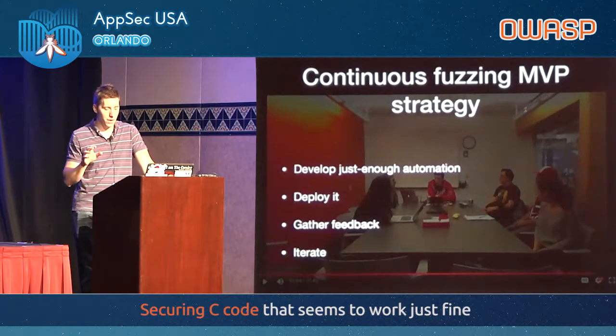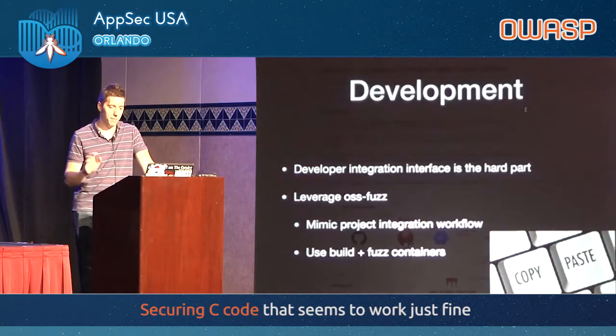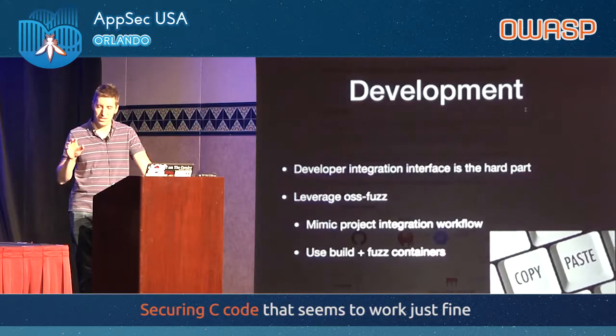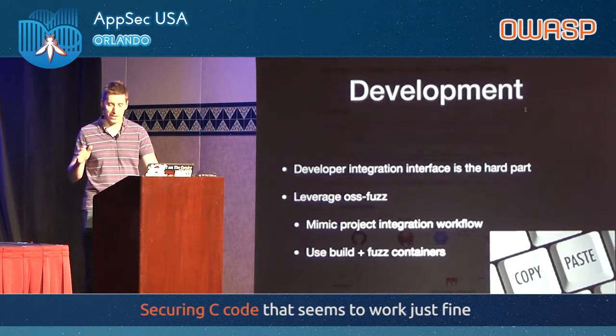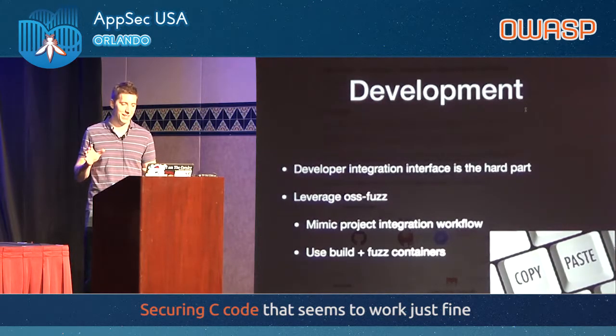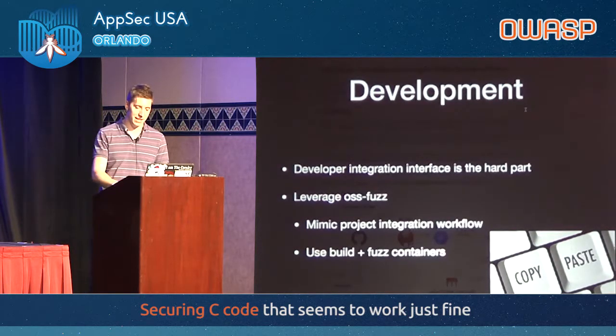Basically, our focus was an MVP approach, and we really knew that getting something usable was the really hard part. Like, I've actually built fuzzing clusters before in my life. It's actually really fun. But getting something that developers would use was the hard part. So we were really focused on that. And so what we ended up doing was really leveraging OSS Fuzz. We basically copied their program and hacked some of the bits to make a fuzzing cluster.